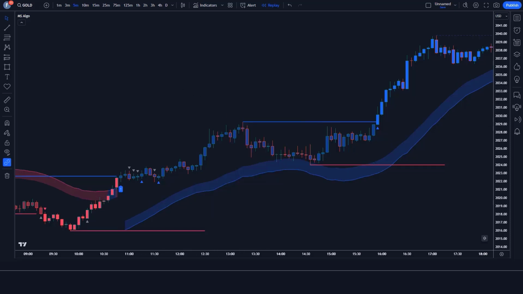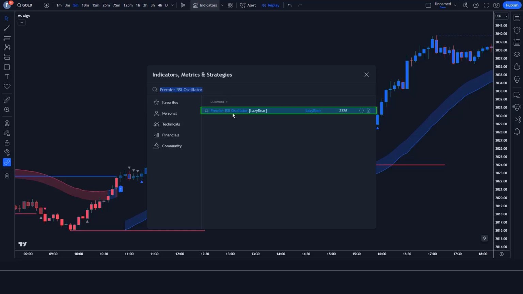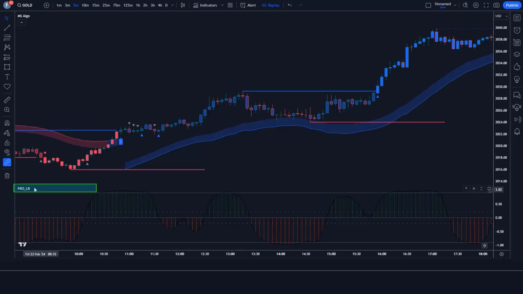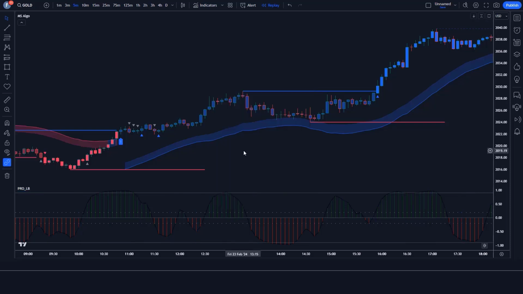After that we have to apply another indicator on the chart. We will search Premier RSI Oscillator in the search box of TradingView. After that we have to click on the Premier RSI Oscillator option, in which we have to change some settings. We have to change this RSI length option from 14 to 10. We have to change this stock length option from 8 to 6. We have to change this smooth length option from 25 to 21. Now our setup is ready.